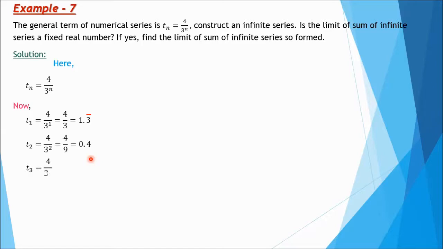Now T3 is equal to 4 by 27, which is 0.148 repeated. T4 is equal to 4 by 3 to the power 4, which is 4 by 81, which is 0.0493. Now we are going to construct an infinite series.